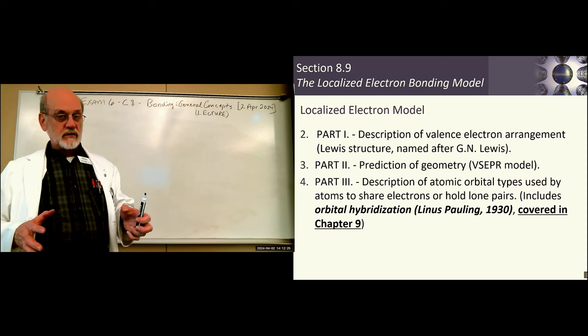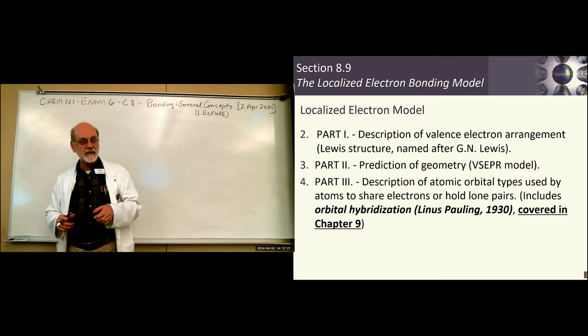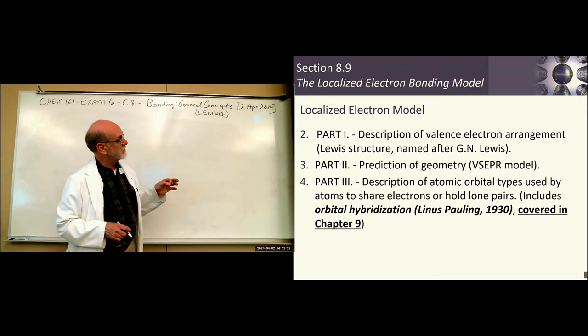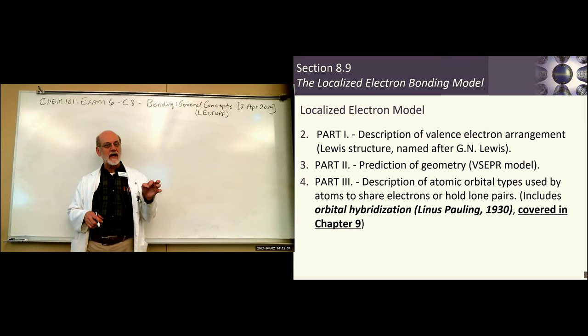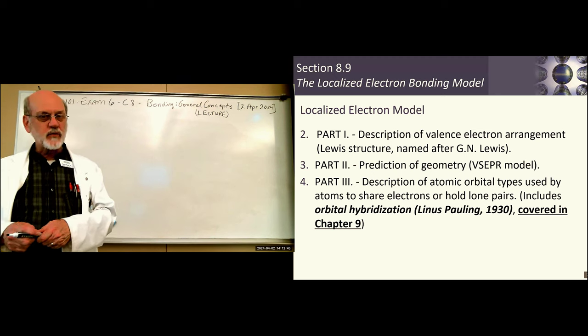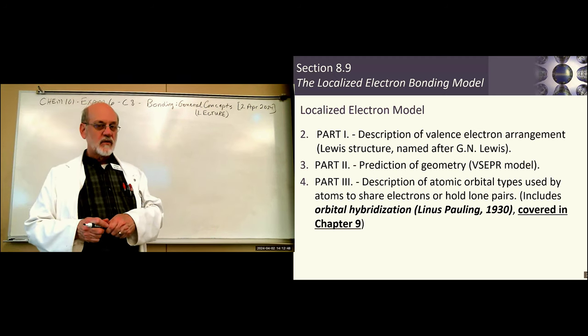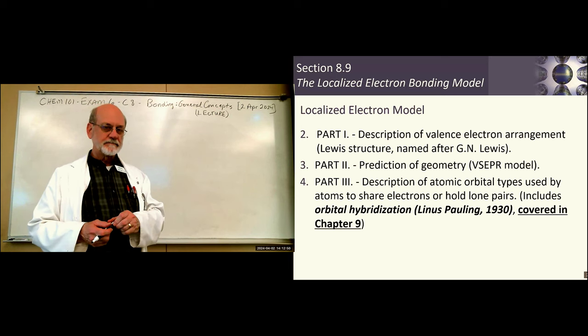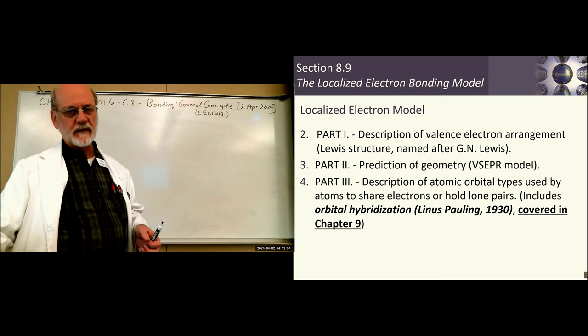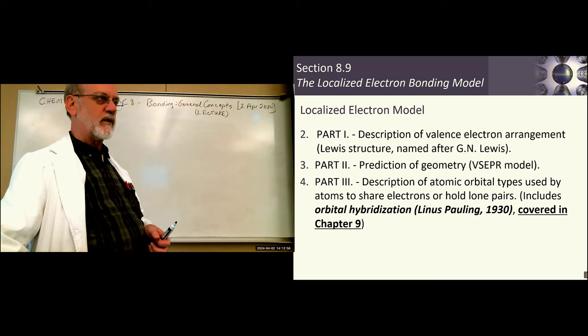What the valence electron theory and the localized electron model with the VSEPR model does not do is tell us anything about the energies. We cannot predict energies with these models. And that's where we're going in chapter 9 with the molecular orbital model. But you don't have to worry about that one until next chapter.